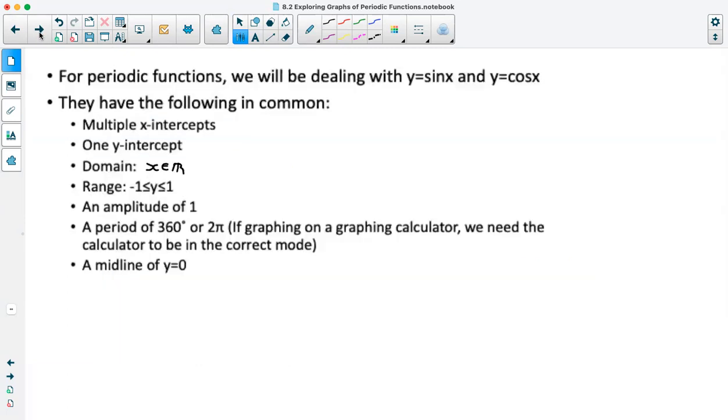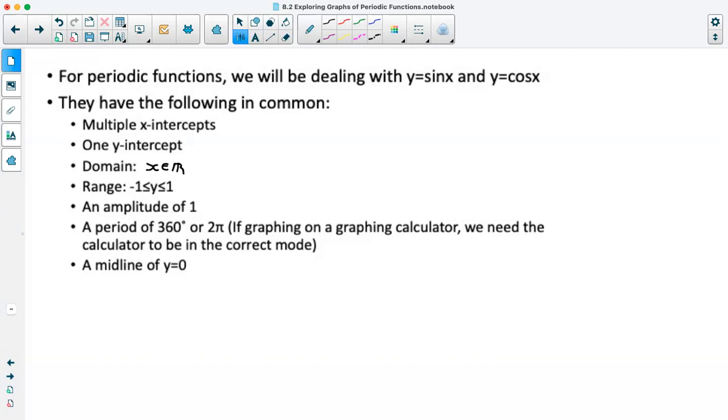Now for periodic functions, we'll be dealing with y equals sine x and y equals cos x. They have the following in common. They have multiple x-intercepts. They actually have an infinite amount of x-intercepts because our graphs will continue forever. They each have exactly one y-intercept. They have a domain of x is all real numbers.